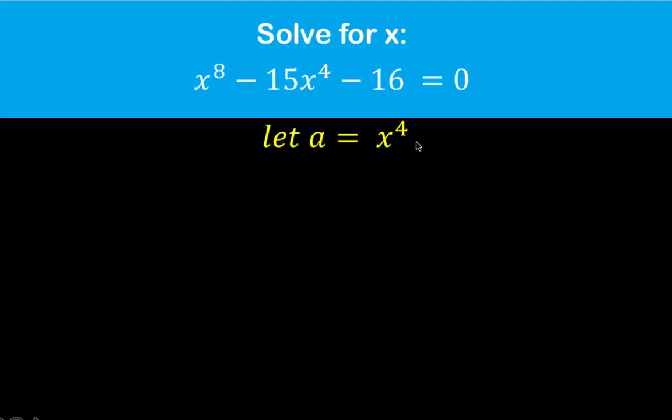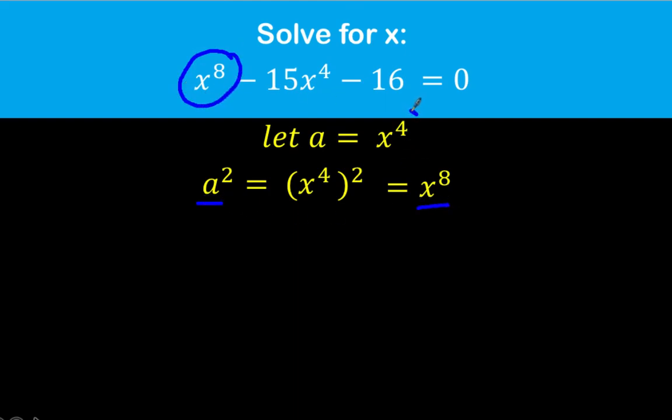Now, if a is equal to x to the 4th, that means a squared is x to the 4th raised to the 2nd. And by the power of a power rule, this is equal to x raised to 8. So we now have the value for x raised to 8, and that is a squared. And we now have our substitution for this x to the 4th, which is a.